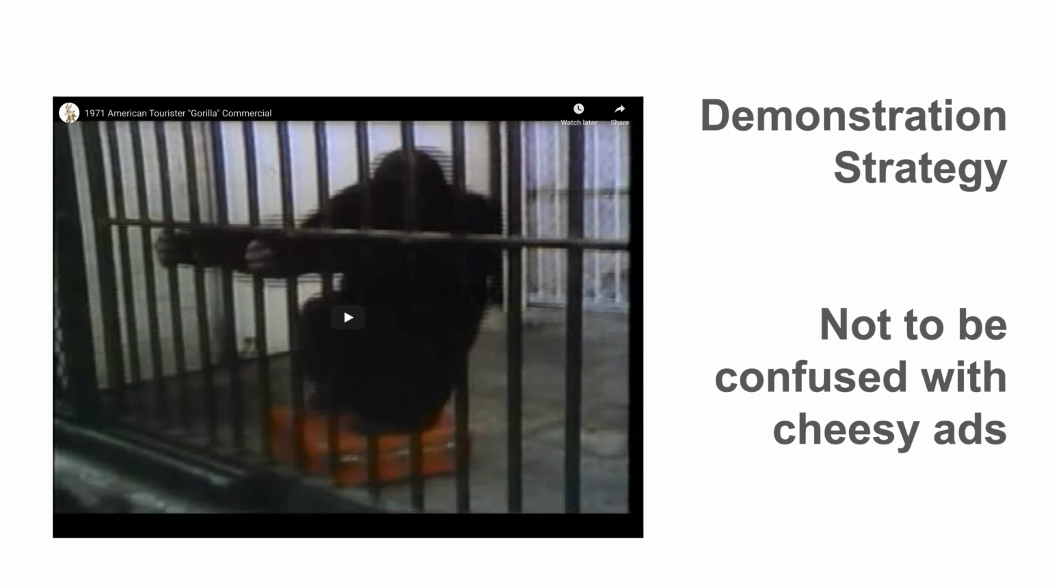All right, let's move on to the next one, and that's a demonstration strategy. Let's not confuse it with any kind of cheesy ad. It's a good ad. It's a really good ad, and it's a 1971 ad. What it's trying to show you is that suitcase that this gorilla is sitting on. It's a strong suitcase, okay? Especially in airports they throw these suitcases around, right? And so have a look.